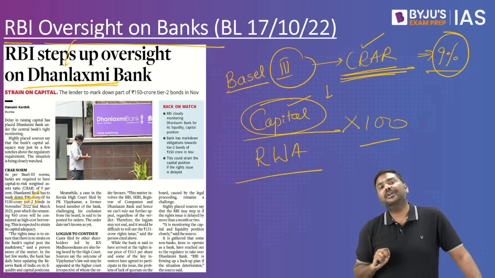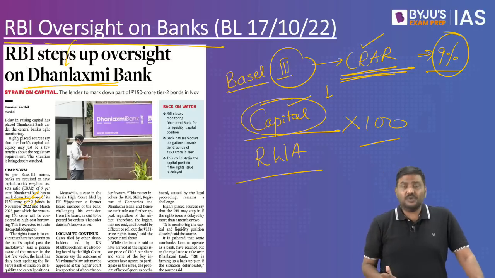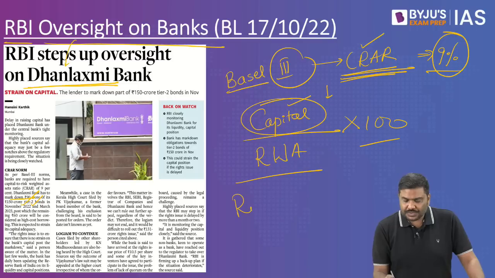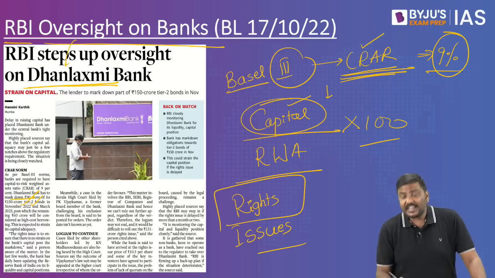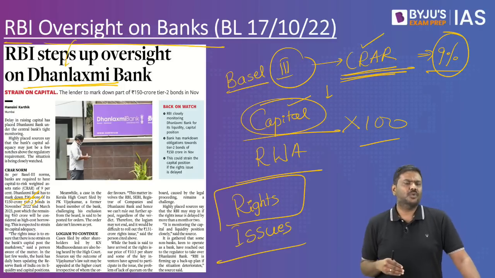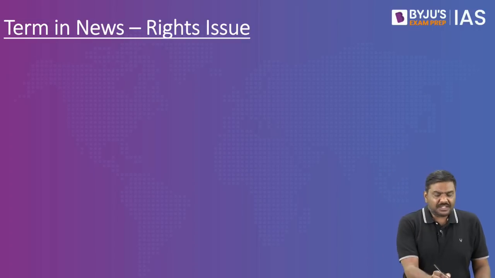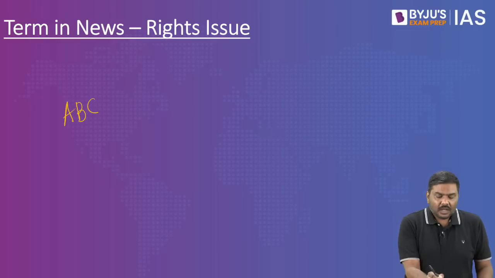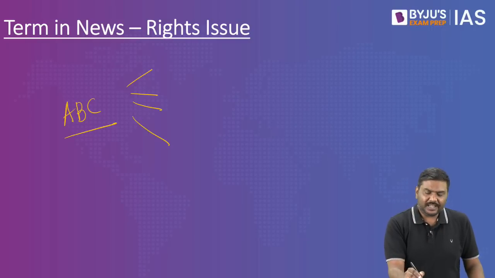Second very important point here. In order to improve the capital, the bank has proposed to issue a rights issue. Remember this. The bank has decided to go for a rights issue. What do you mean by rights issue? Let me give a very simple example here. Imagine here is the company ABC. Now this company ABC has owners, that is the stakeholders. Let's say hypothetically W, X, Y, Z.